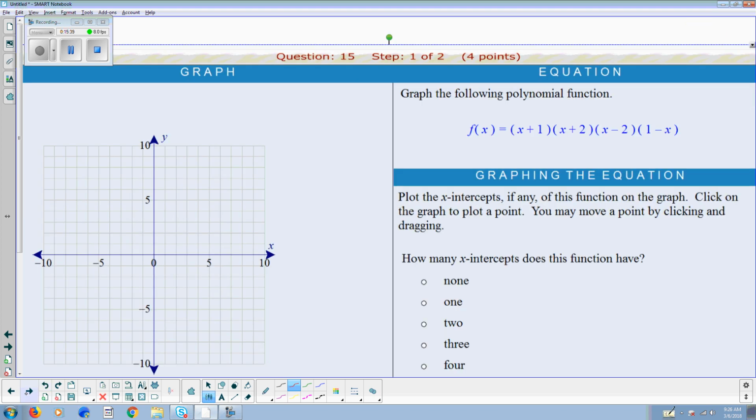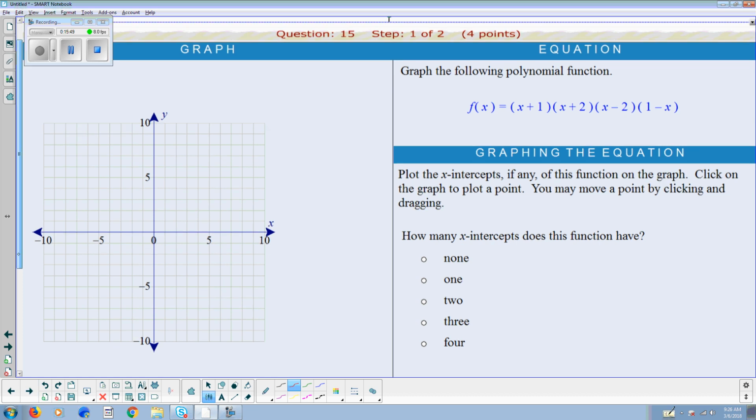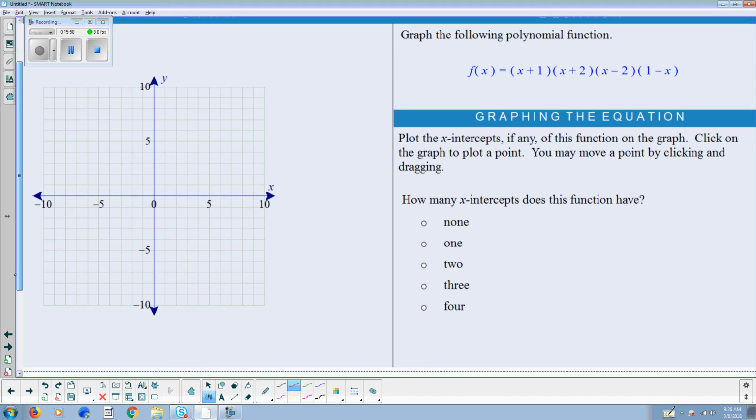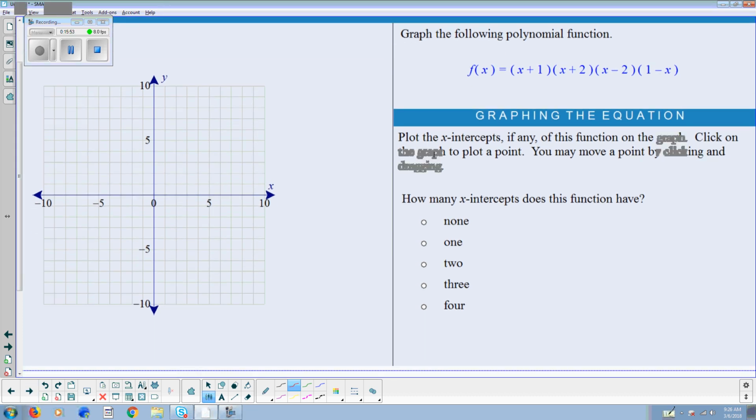Let's move on. Question 15. This one's 2 steps. Step 1, graph the polynomial function. Plot the x-intercepts, if any, of this function on the graph. Click on the graph to plot a point. You may move the point around by clicking and dragging.